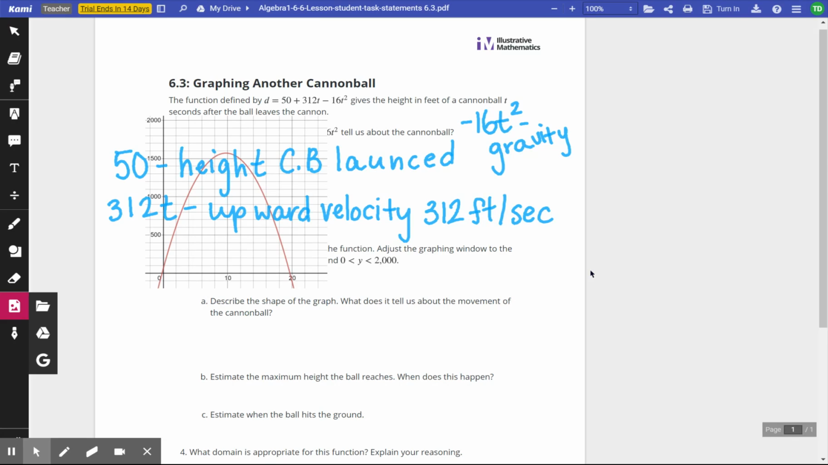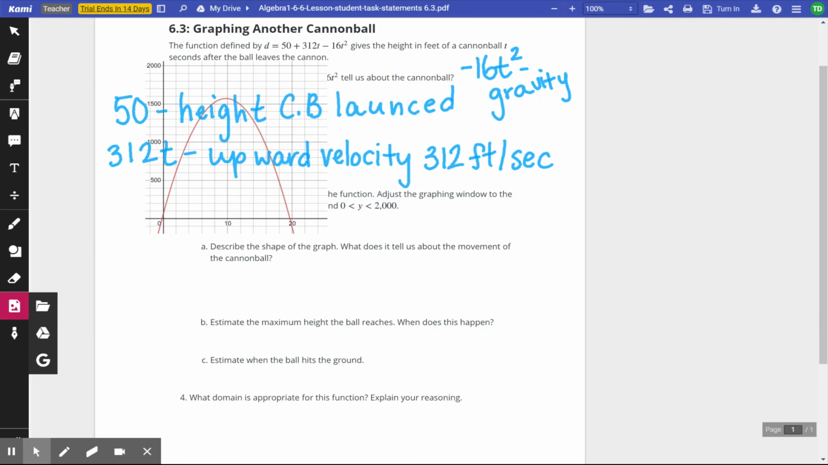B, it says estimate the maximum height the ball reaches. Well, that was something that I noticed when I was looking at the graph. So I would estimate it between 1500 and 1600, much closer to 1600. And it happens, when it says when, it's asking for the time. That happens after 10 seconds. So after 10 seconds, it reaches this peak and it starts coming back down to the ground.